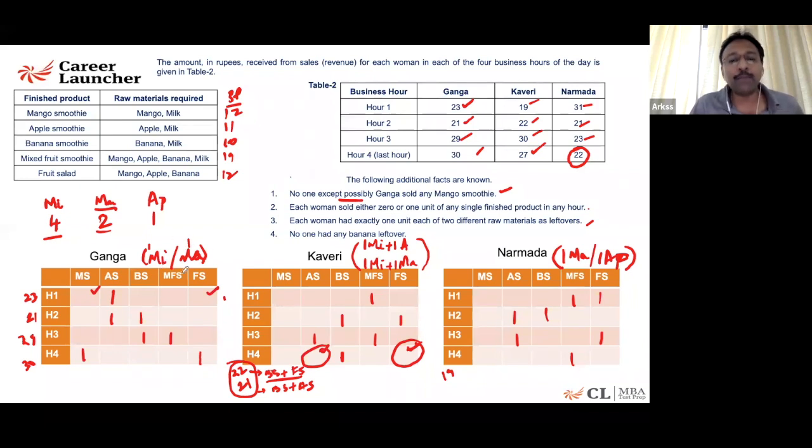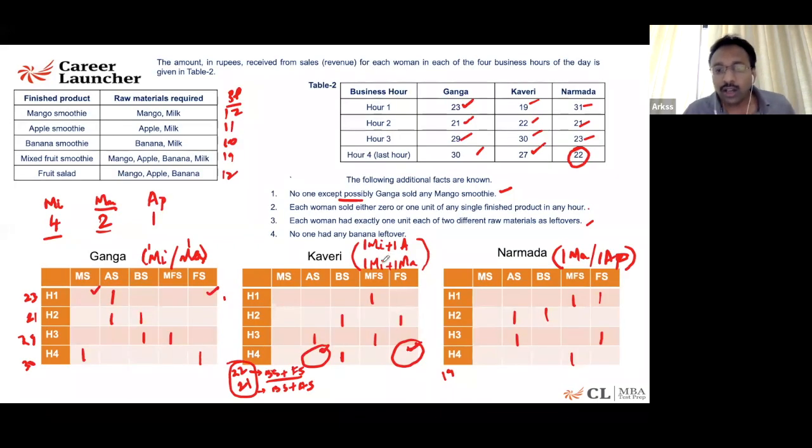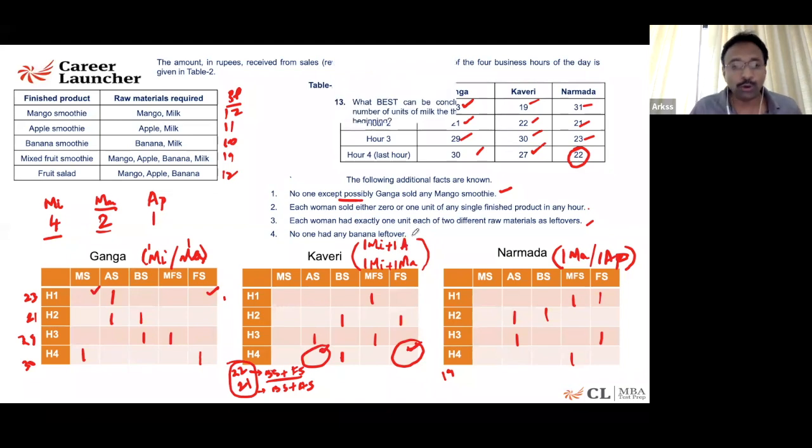Yes, this is absolutely true, because Ganga would have sold one milk and one mango at the end of it. This is necessarily true. I don't even have to check the other ones actually. Kaveri sold 1 unit of leftover mangoes. Not necessarily. It could be apples also.